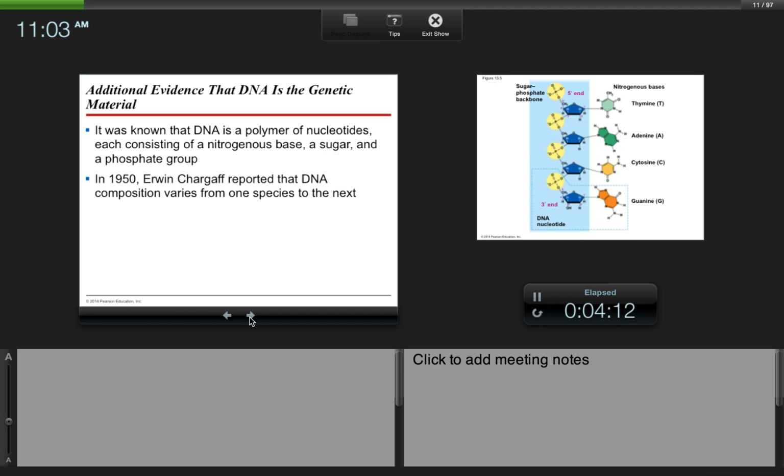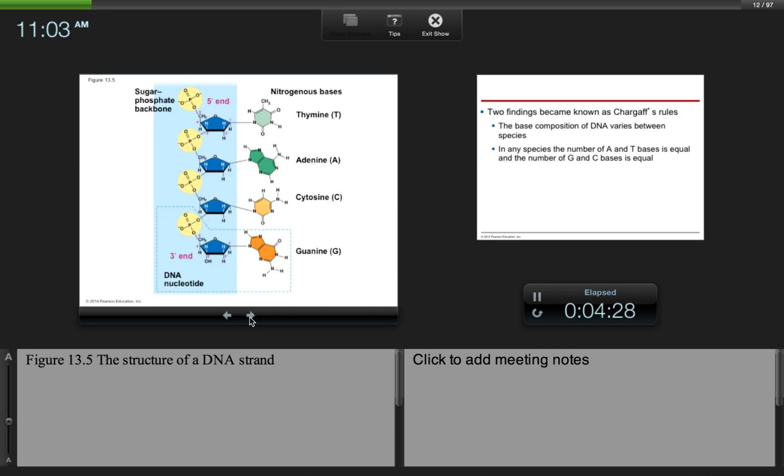Okay. Additional evidence that DNA is the genetic material. It was known that DNA is a polymer of nucleotides, each consisting of a nitrogenous base, a sugar, and a phosphate group. In 1950, Erwin Chargaff reported that DNA composition varies from one species to the next.